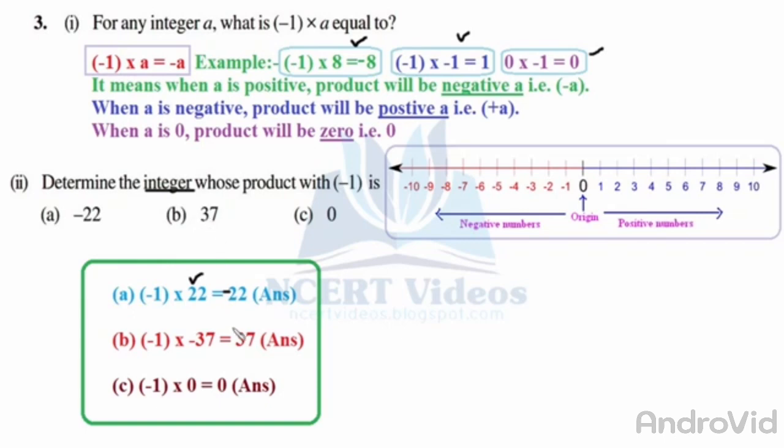Now B part, 37. What should be multiplied with -1 to get the answer 37? It should be -37, because minus minus will make plus. So this is the idea behind these questions. Now 0, it is simple. You have to multiply it with 0 only. Whenever you have to get the number 0, you have to multiply it with 0 only. So here the answer is 0 for your C part. That was your question number 3.